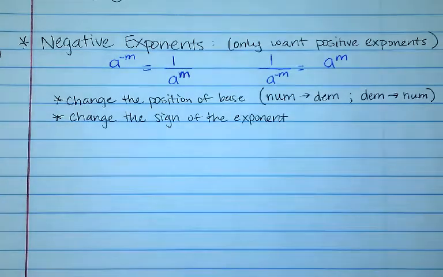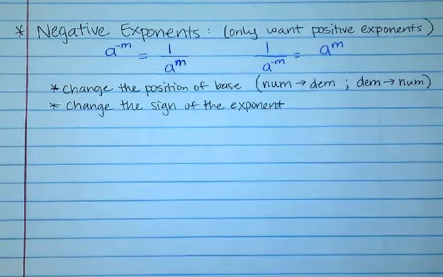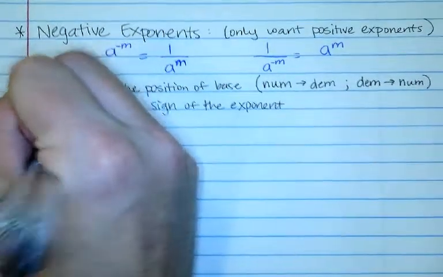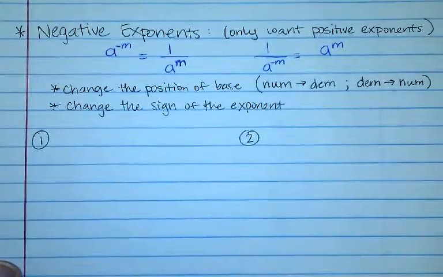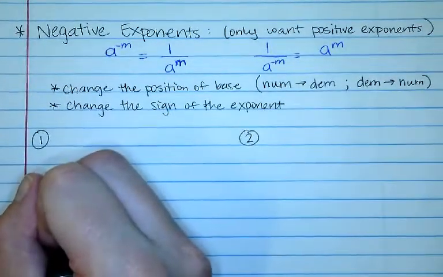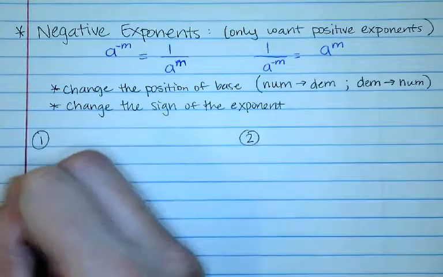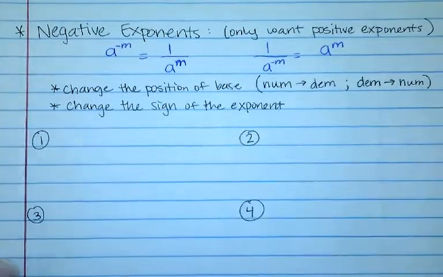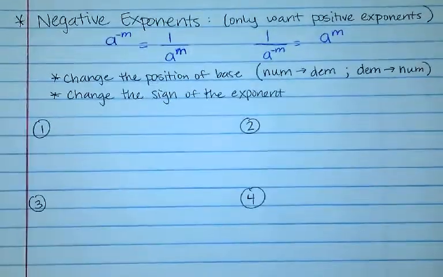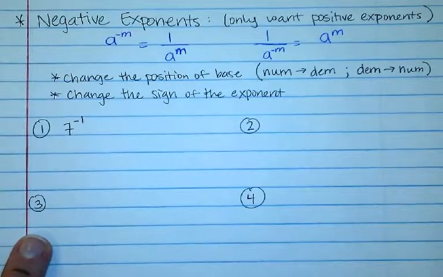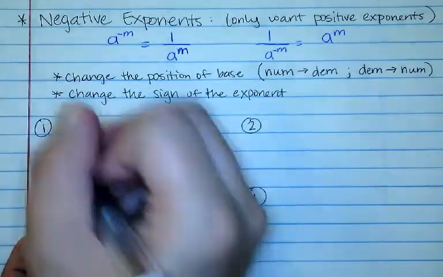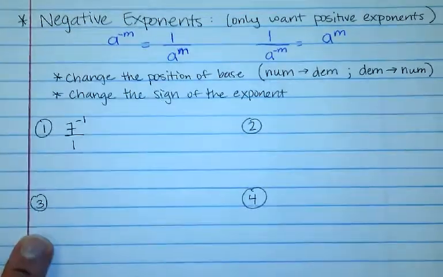So I'm going to do a couple of little examples here for you. I'm going to write number 1, and over here write a number 2, and then give myself a few spots, a 3 and a 4. We're only going to do a few examples for you guys as you're checking this out. So if we have 7 to the negative 1 power, well, guys, this is really like 7 to the negative 1 over 1. Are you guys comfortable with that?